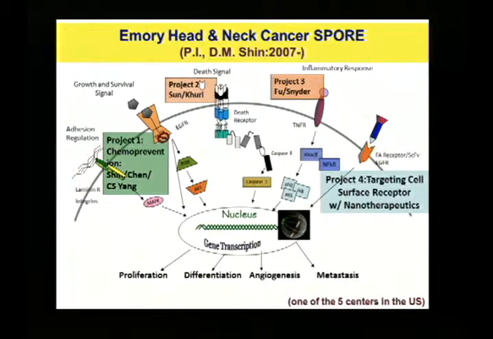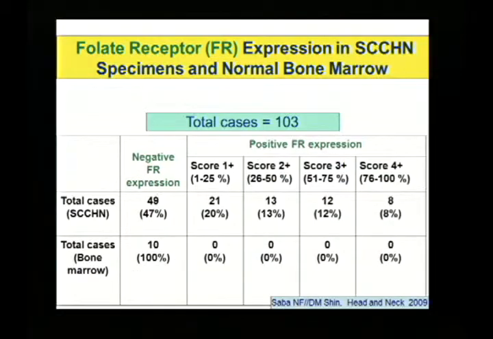Next. So in 2007, we established the head and neck cancer SPORE program at Emory, and one of the projects is targeting cell surface receptors with nanotherapeutics. Next. One of the things we look at is the folic acid receptor, which is also quite frequently expressed in head and neck cancer. Here we looked at more than 100 patient samples, and the folic acid expression is quite high, at least 50% or higher, and some of them extremely high. So this is an excellent target.